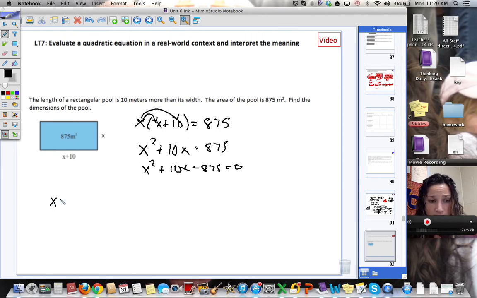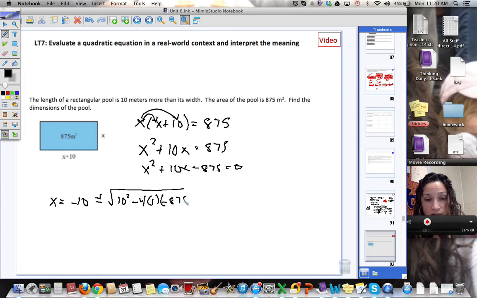So I'm going to have x equals negative b, so negative 10, plus or minus the square root of b squared minus 4 times a, which is 1, times c, which is negative 875, all over 2 times 1.